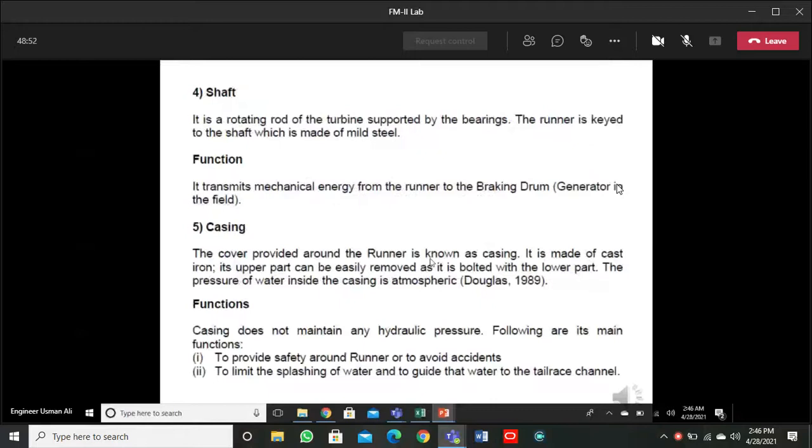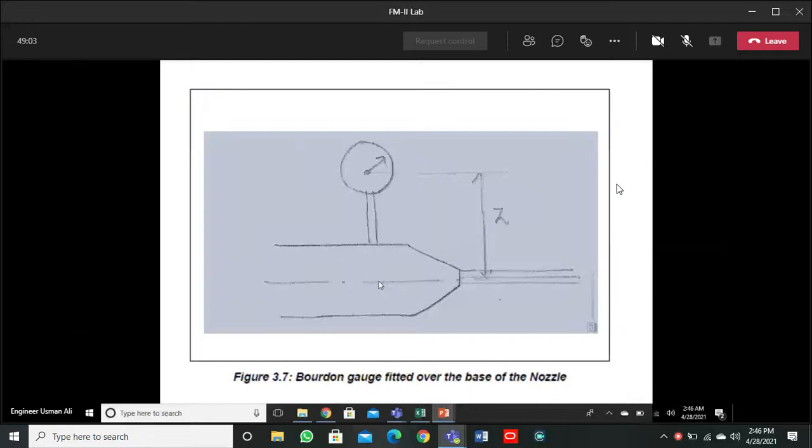You should go through it, download the slides, get the manual, and the recording will be shared later, so you can go through that recording also, so that you can understand better about this Pelton wheel, the rotor and the components. Yes, any question on your side?